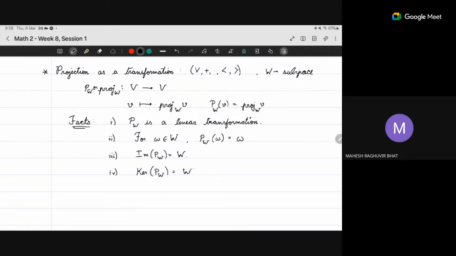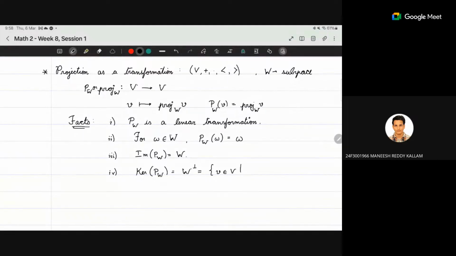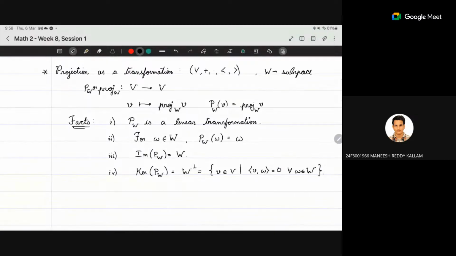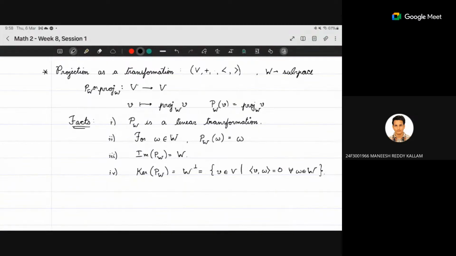So how is it defined? Sir, could you give an example? It's a bit confusing. The image part is okay. No, it's for the kernel that you want the example. Yes, sir. So first I'll explain what W perp is. W perp is the set of all vectors in the space which are orthogonal to all vectors in W.